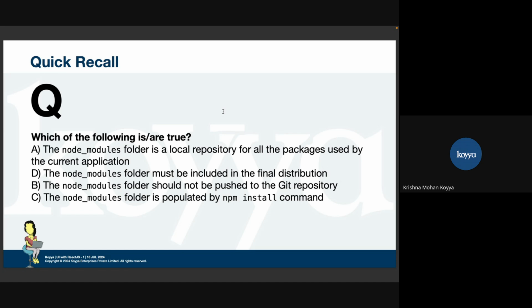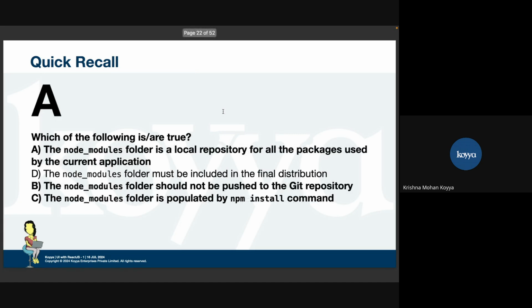And the node modules folder is populated by the npm install command. That is also the right answer. So when we say npm install, it creates and populates. If it is not already created, it creates it. If it is already there, it just populates that specific folder by downloading the required packages by reading the package.json file. So A, B, C are the right answers. I don't know why this order is mixed up here. Sorry for that.